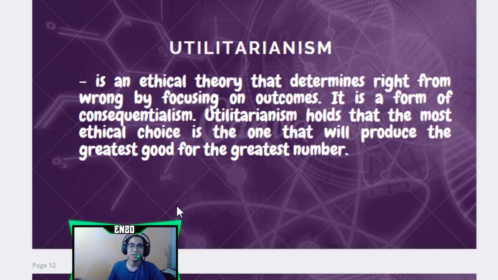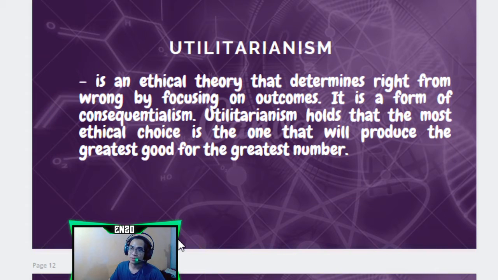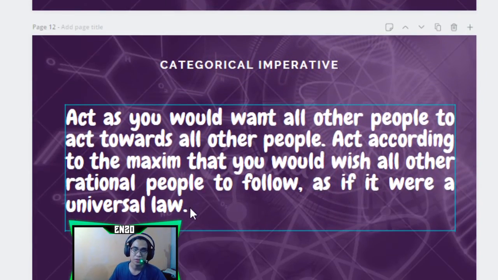Utilitarianism is an ethical theory that determines right from wrong by focusing on the outcomes. It's similar to consequentialism, it has something to do with what comes after what you've done. Do you get it? It is a form of consequentialism. Utilitarianism holds that the most ethical choice is the one that will produce the greatest good for the greatest number. So we're back to the idea that more good is better than less good. It's the same.